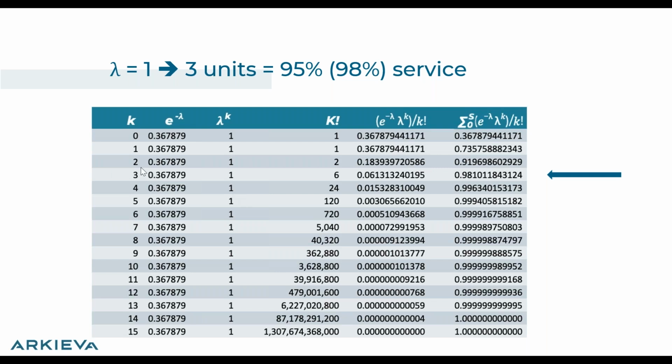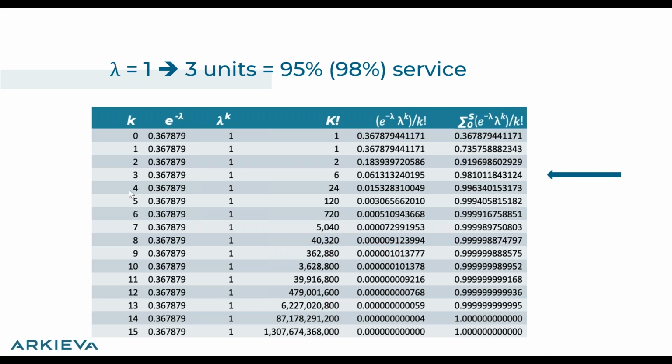What we see is, if I carry 0 inventory, there is a 36% chance that my demand will be 0 or less, and therefore no trouble. But there is a 64% chance that the demand will be more than 0, and therefore I will have a stock out. If I carry 1 unit, I'll have a 73% chance that my demand will be 1 unit or less, and therefore 27% of the time it will be more than 1 unit, and I'll have a stock out.